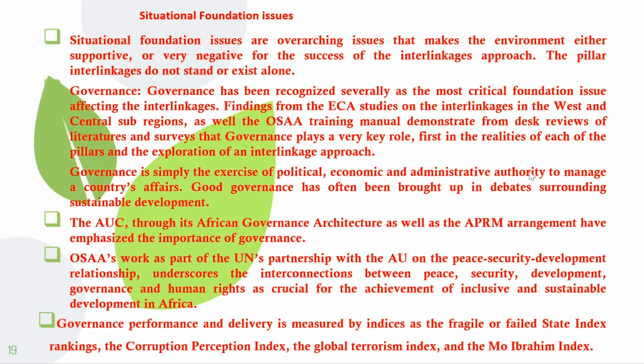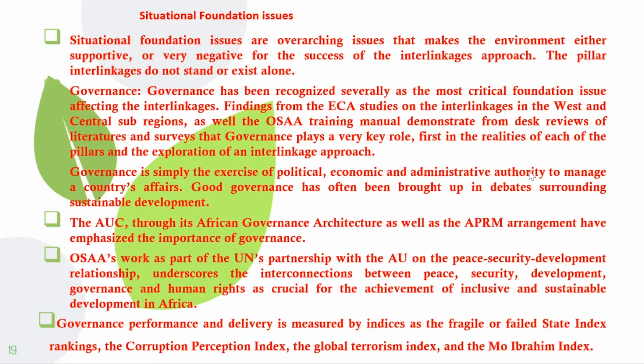The AUC, through its African Governance Architecture as well as the APRM arrangement, has emphasized the importance of governance. OSA's work, as part of the UN's partnership with the AU on the peace, security, development relationship, underscores the interconnections between peace, security, development, governance, and human rights as crucial for the achievement of inclusive and sustainable development in Africa.